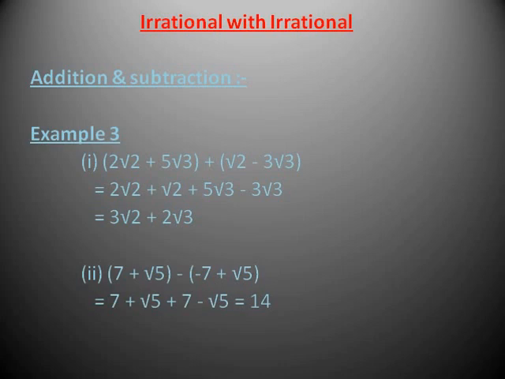Now just see the next example. 7 plus root 5 minus, in another bracket, minus 7 plus root 5. Again the terms written in brackets are both irrational. So here is the operation on two irrational numbers. Opening the bracket we get 7 plus root 5 plus 7 minus root 5. So root 5 minus root 5 we get 0 and 7 plus 7 equals 14. So the answer is 14, which is a rational number.